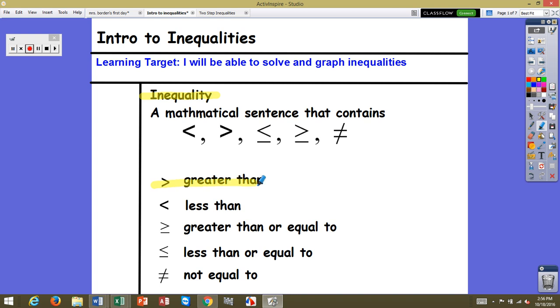So we've got the greater than symbol, the less than symbol, greater than or equal to has the line underneath, less than or equal to has the line underneath, and then when something is not equal, you see a slash mark through the equal sign.